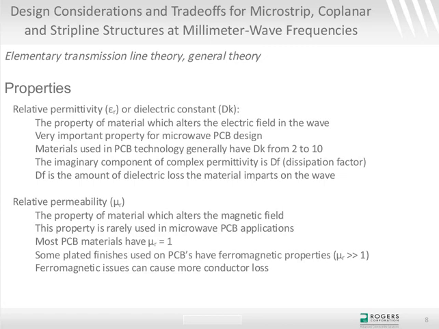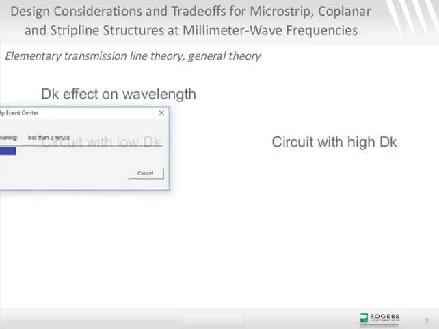But most of the materials used in the printed circuit board industry have a DK in the range of about 2 to 10. There are some exceptions. We have a few materials outside of that range. And then for relative permeability, or basically the property that affects magnetic fields, most of the printed circuit board materials used in the industry have a mu sub r, relative permeability of 1, which basically means the material is not magnetic or not ferromagnetic, or it doesn't affect the magnetic fields.